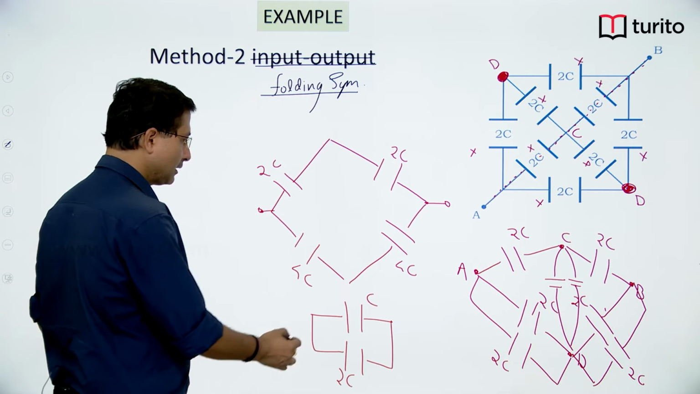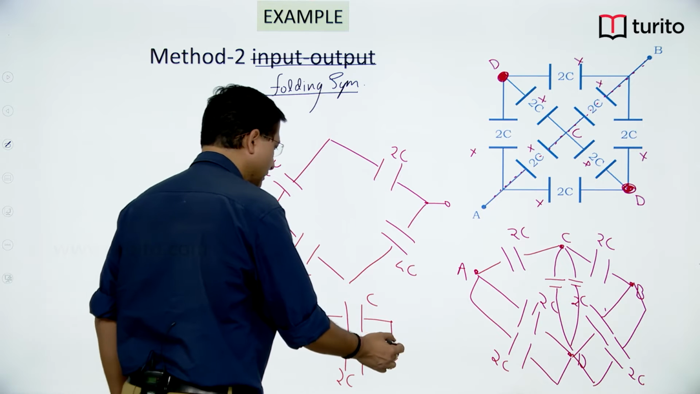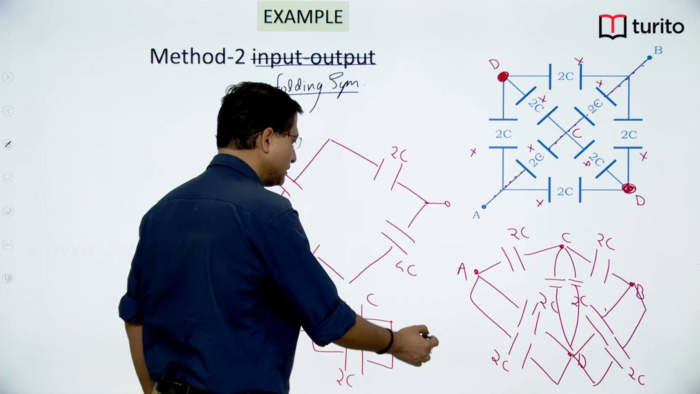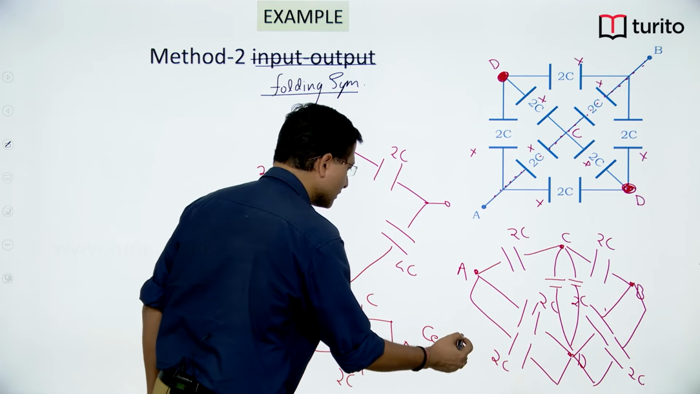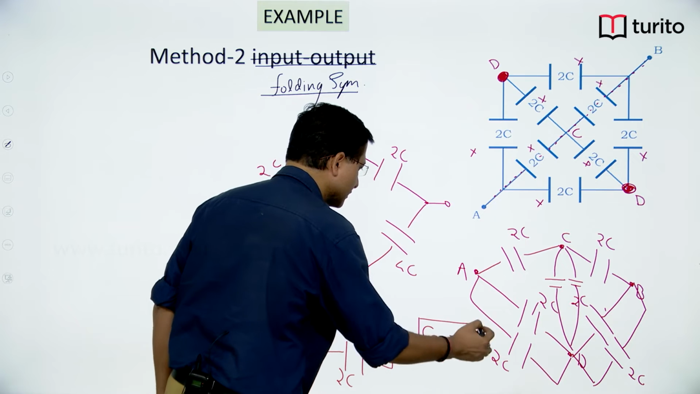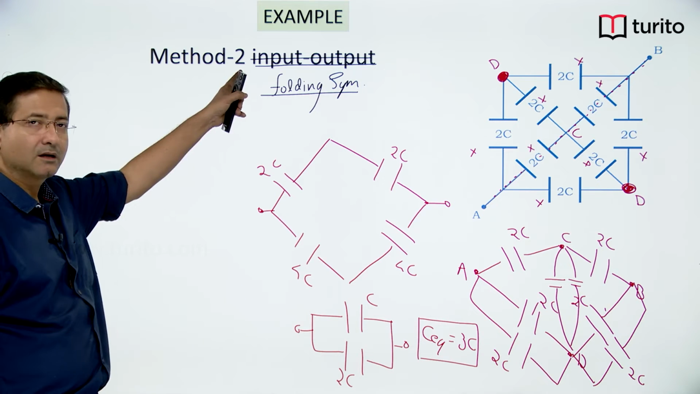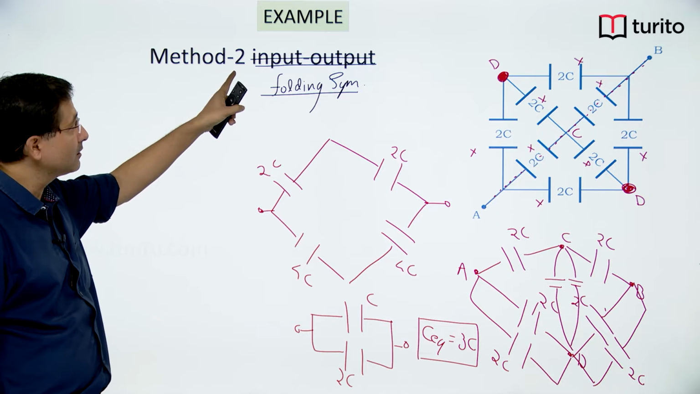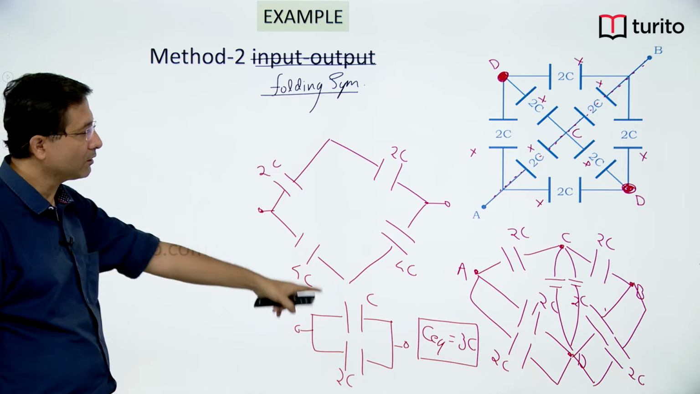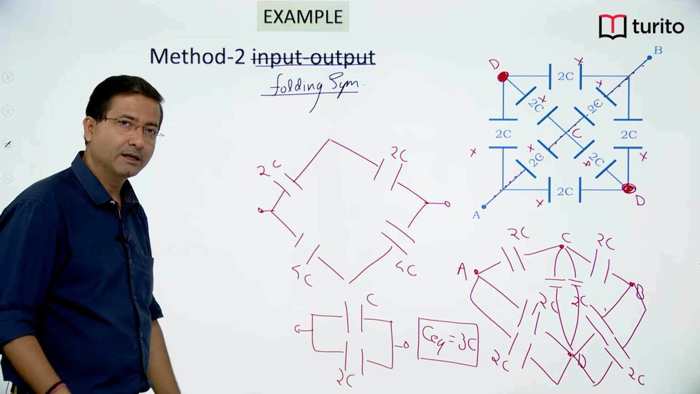Right, and the equivalent capacitance we are getting is 3C. This is what we got when we solved the same problem by the input output method. In Method 1 we got 3C, again we are getting 3C.